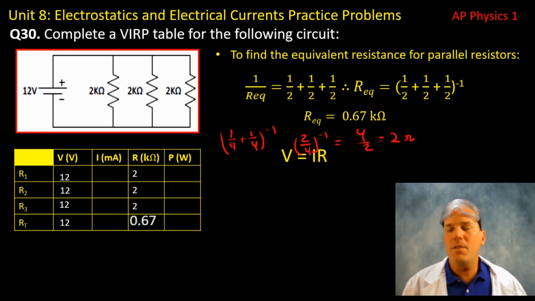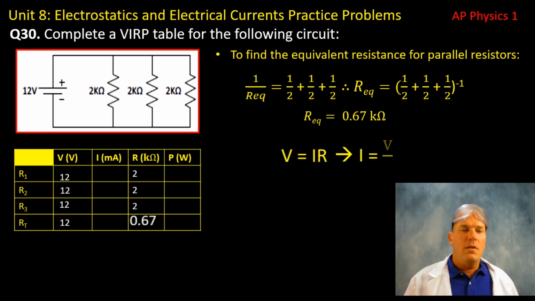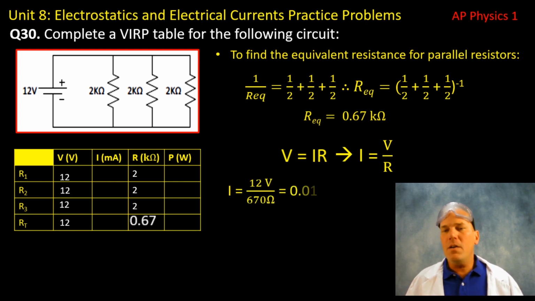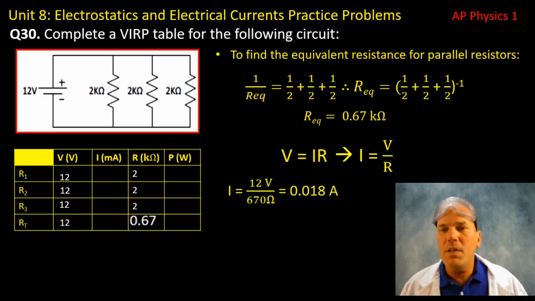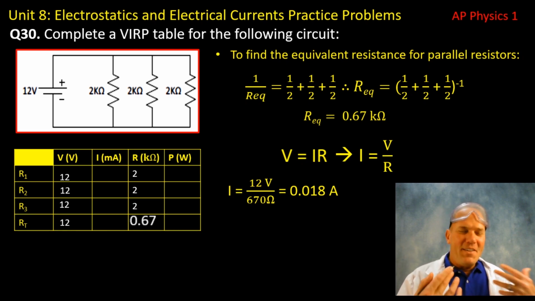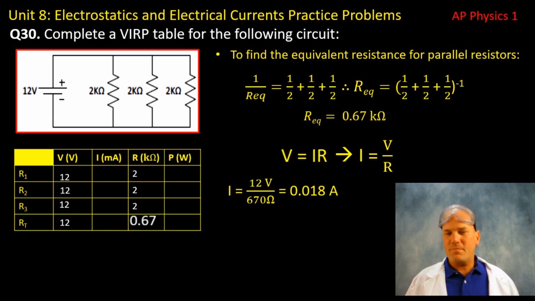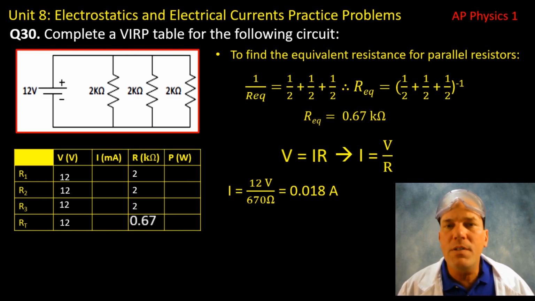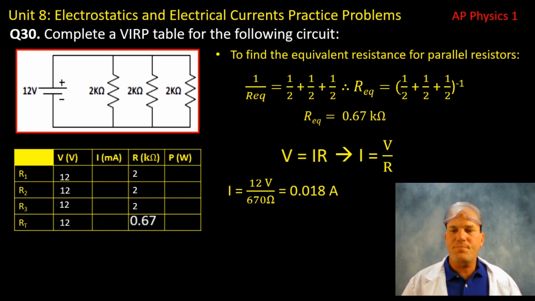Okay, now let's finish our verb table here. All right, so rearranging Ohm's law, we are able to get the current is equal to the voltage divided by the resistance. All right, so here we have 12 volts, and we have our total resistance to be 670 ohms. And that will give us a total current of 0.018 amps.